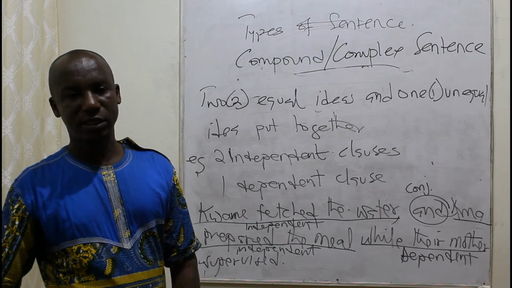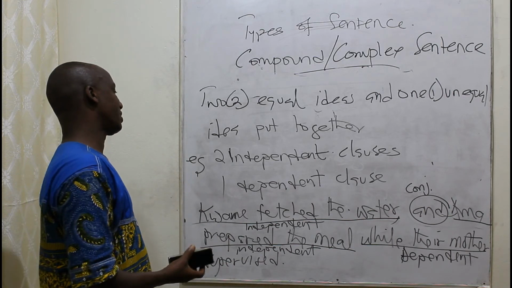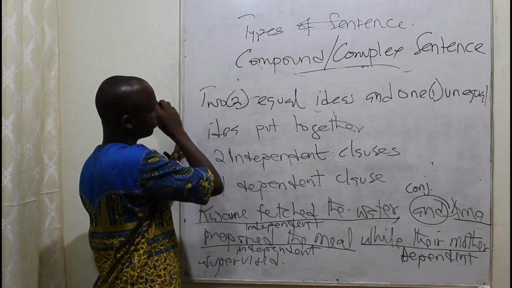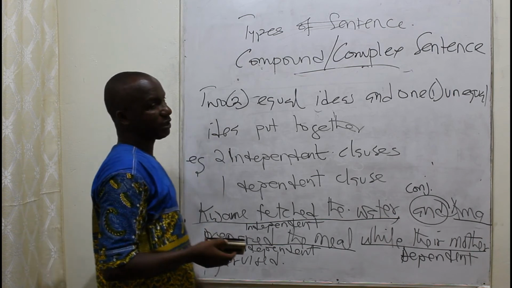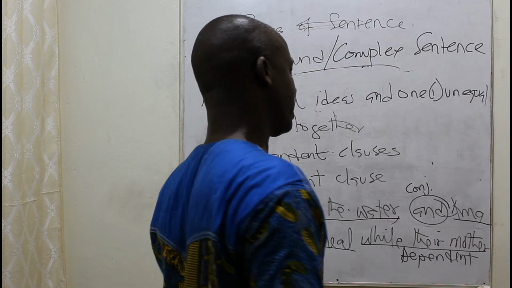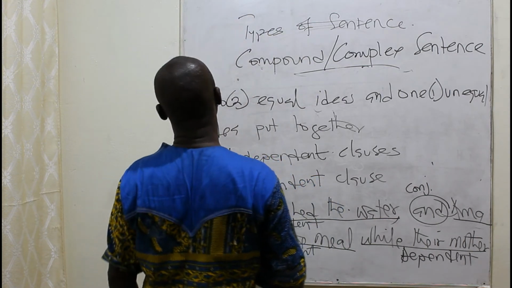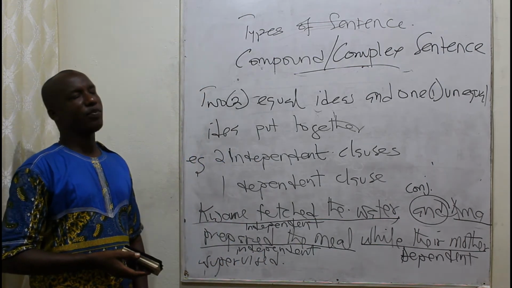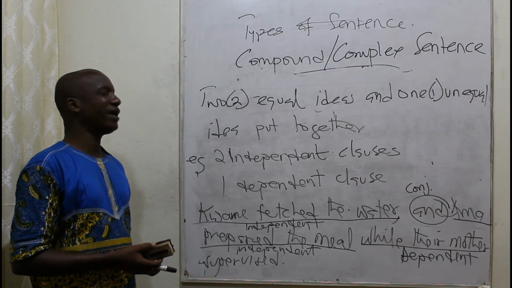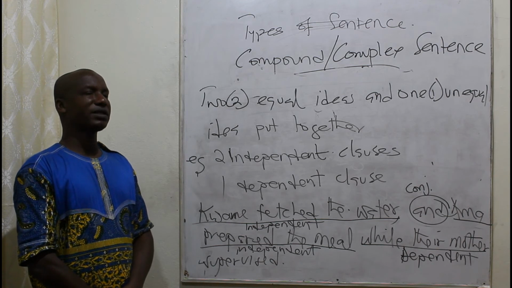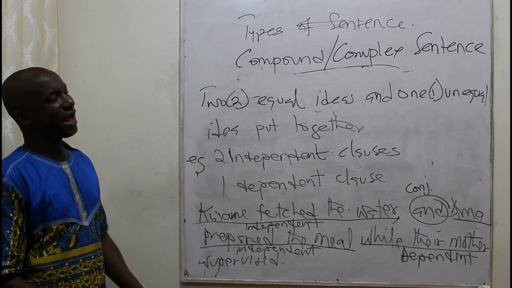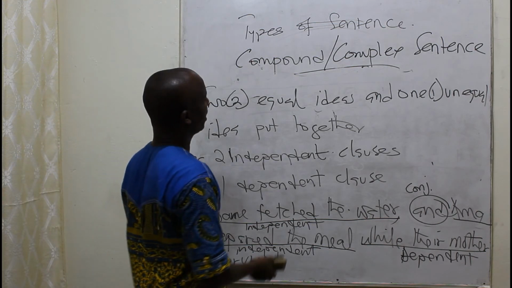So we need to look at that. Okay. So we are done with a complex sentence, a simple sentence, a compound sentence, and a compound complex sentence. And we say that a simple sentence has just an idea. A complex sentence has two unequal ideas. A compound complex sentence has two equal ideas and one unequal idea. And a compound sentence has two equal ideas.